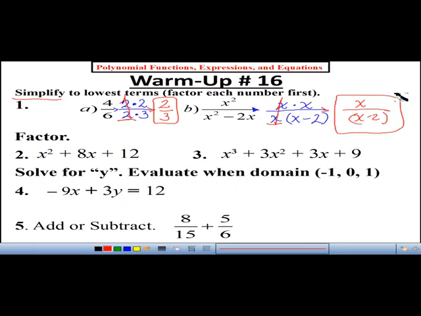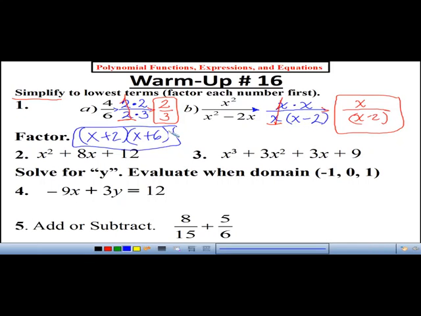All right, does that kind of ring a bell? Yeah, a little bit. All right, number 2. You should be already able to factor that one. You should have gotten, let's see, x plus 2 and x plus 6. Hands, have you got that?